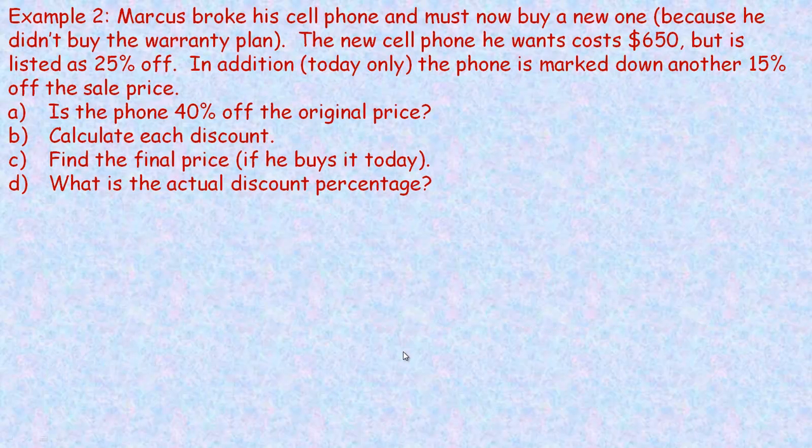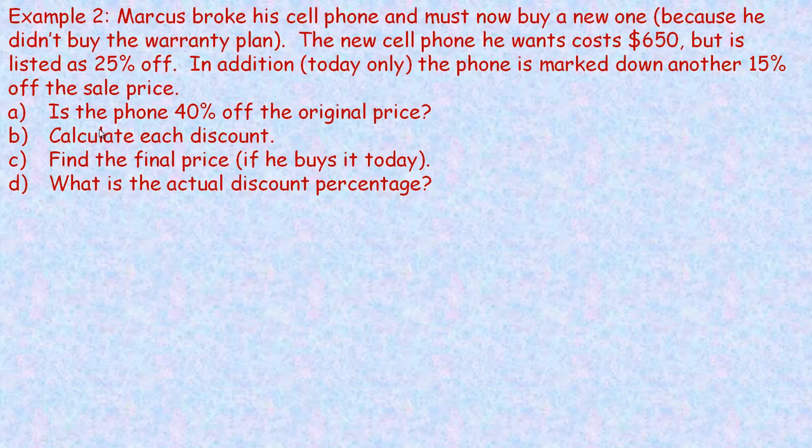Second example on page 2. Marcus broke his cell phone and must now buy a new one because he didn't buy the warranty plan. Often, if you want a fairly new phone, they're not cheap. Often you're not replacing it for $50 or $100. The new cell phone he wants costs $650, but it's listed as 25% off. In addition, for today only, the phone is marked down another 15% off the sale price. So it's 25% off, and then after that they take another 15% off.